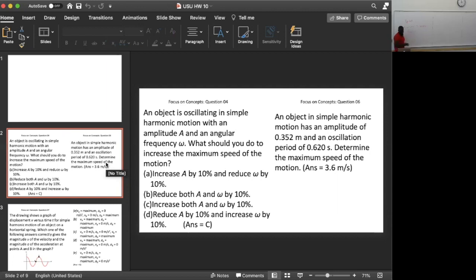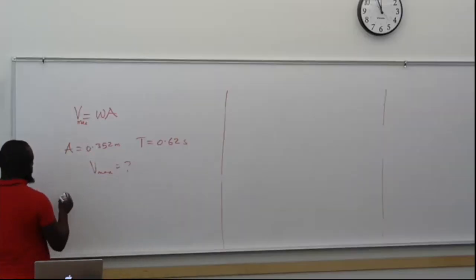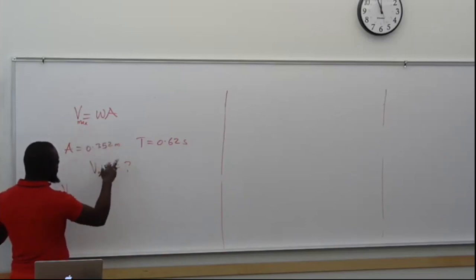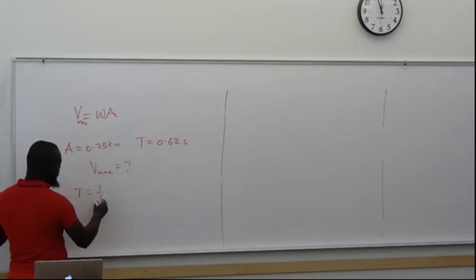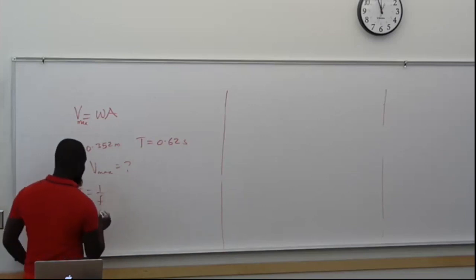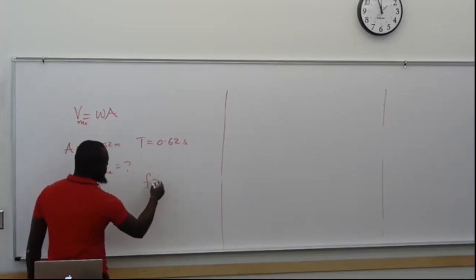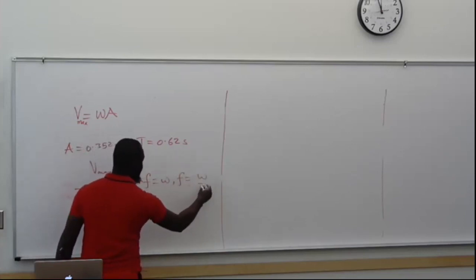So I will stop sharing so I can solve this problem for you guys, so you guys can see me clearly. Okay, now. So Vmax is omega A. So we have A, but we don't have omega. We have T, the period. T is 1 over frequency. And I know 2 pi frequency is omega. So what is frequency? It is omega over 2 pi.